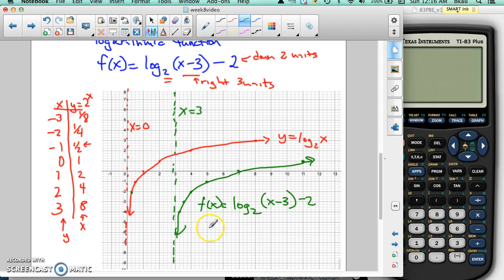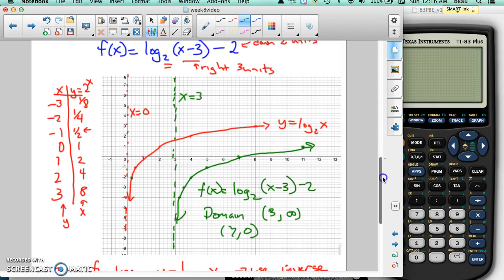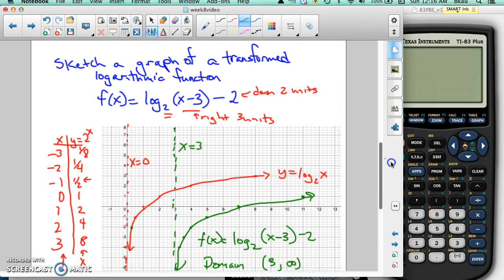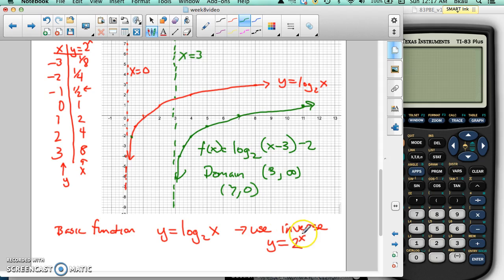Its domain is from 3 to infinity, and it has an x-intercept at 7, 0. 7, 0 is my intercept. Okay. We go to infinity as it goes to the right, and it has an asymptote to negative infinity as we approach 3 from the right-hand side. So that's how I would graph a transformation. Graph the inverse, swap the points, and then move them based upon the graph.